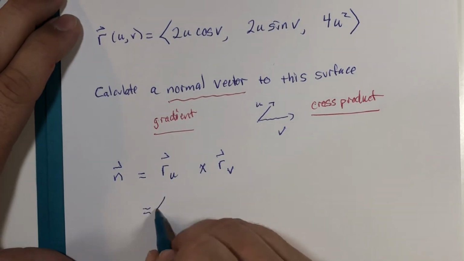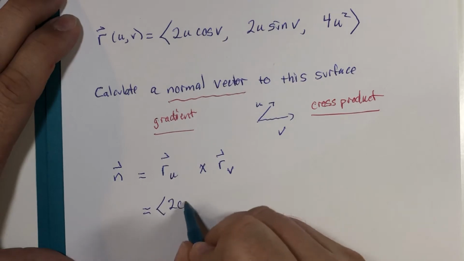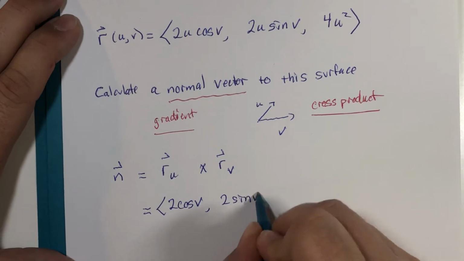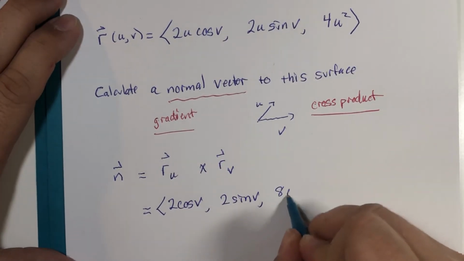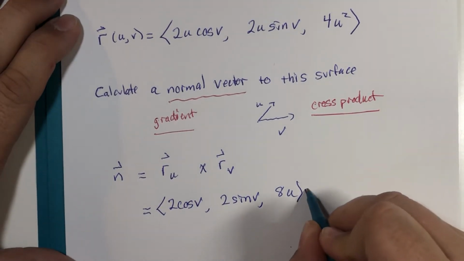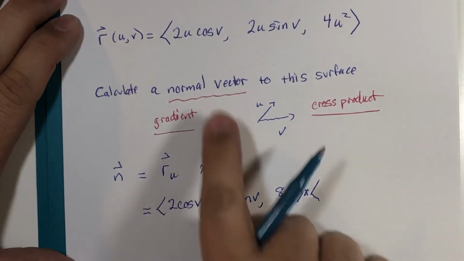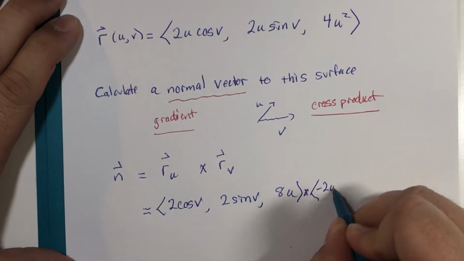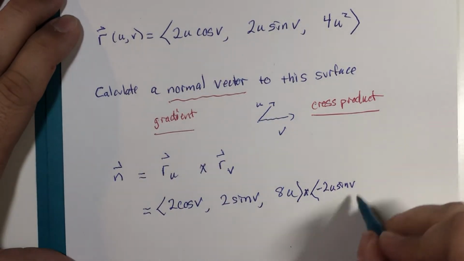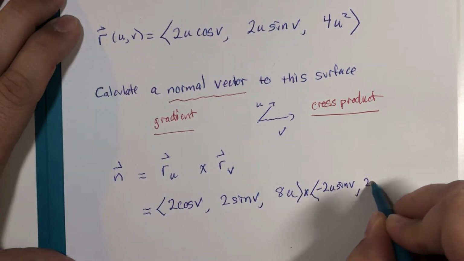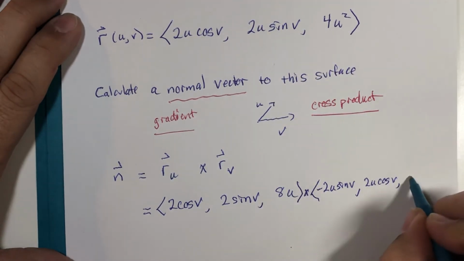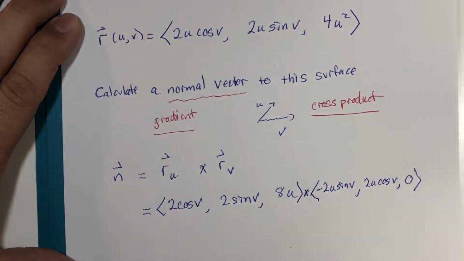And partial derivatives are not very difficult to compute. So the u partial derivative of this is going to be 2 cosine of v, and that will be 2 sine of v, and that will be 8u. Cross product, the v partial derivative will be negative 2u sine of v, derivative of cosine, negative sine. Derivative of sine is cosine. And this has no variable v at all, so its derivative is 0 since that acts like a constant.